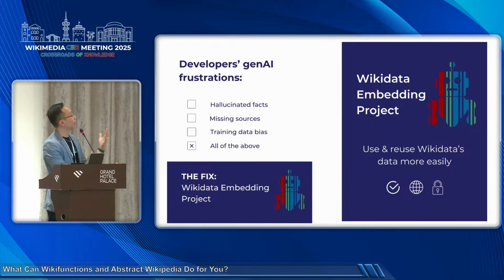what we feel is that developers, especially open source developers for Gen AI, have a lot of frustrations. They have hallucinated facts, missing sources, training data. These are all the frustrations that they have. And the fix that we are proposing is the Wikidata Embedding Project, which is to enable the use and reuse of Wikidata's data more easily.